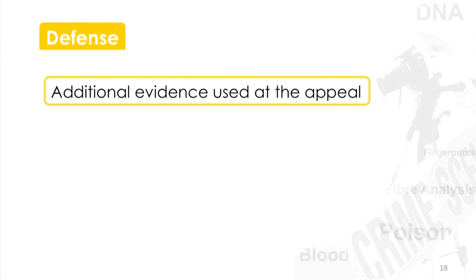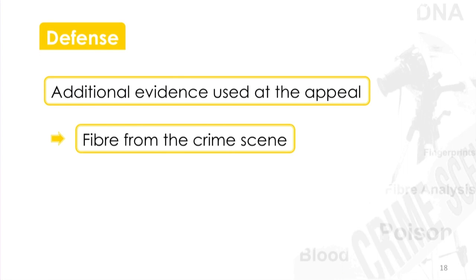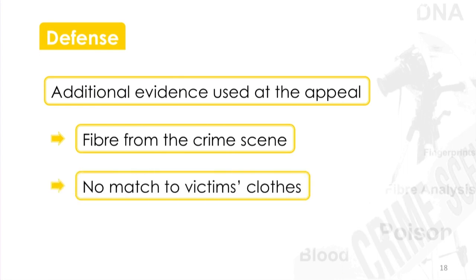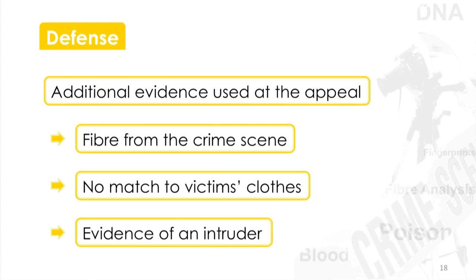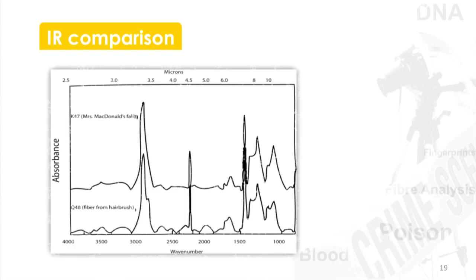And that evidence was a fibre from the crime scene which the defense said did not match any of the clothes of the victims, and therefore is evidence of an intruder. Well, the way to confirm that this fibre did not match any of the clothes was by doing IR spectroscopy of all the clothes. This was done by the FBI, and here is one result.